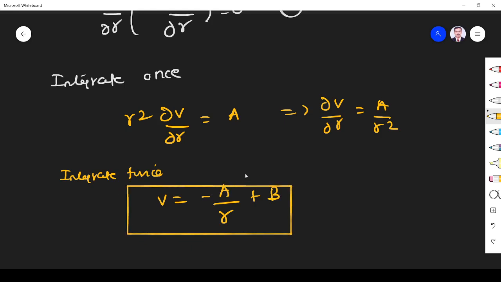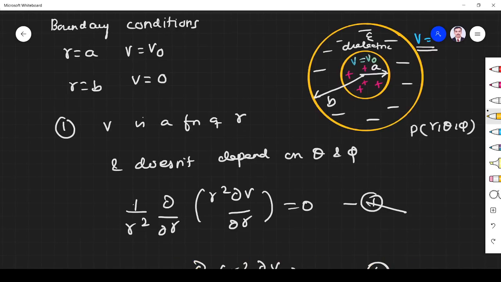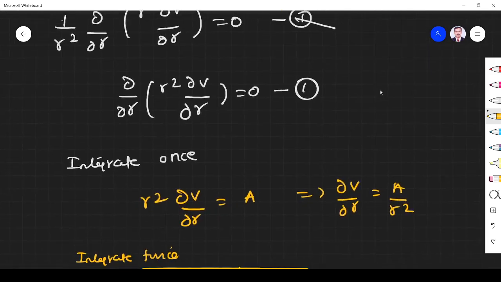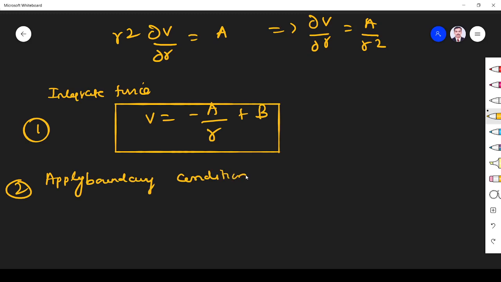Right, now I apply the boundary condition. What is the boundary condition? V is 0 at r equal to b, and at r equal to a, V is equal to V naught. So apply the boundary condition. That is my second step. Let us assume first r is equal to b.